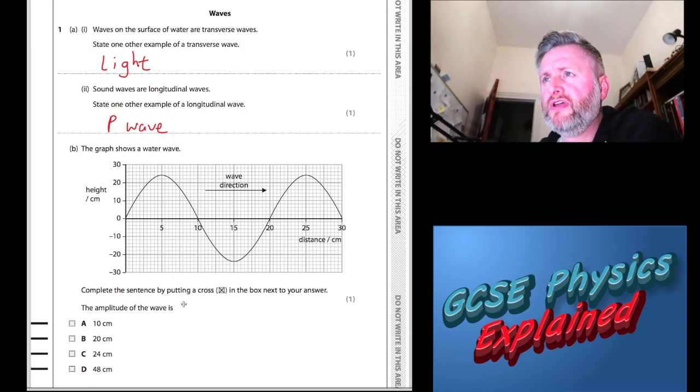The graph shows a water wave. Complete the sentence by putting a cross in the box next to your answer. The amplitude of the wave is, well, the amplitude is from the middle to the top. So in this case that's 24. Each box is worth 2. So the answer is C.